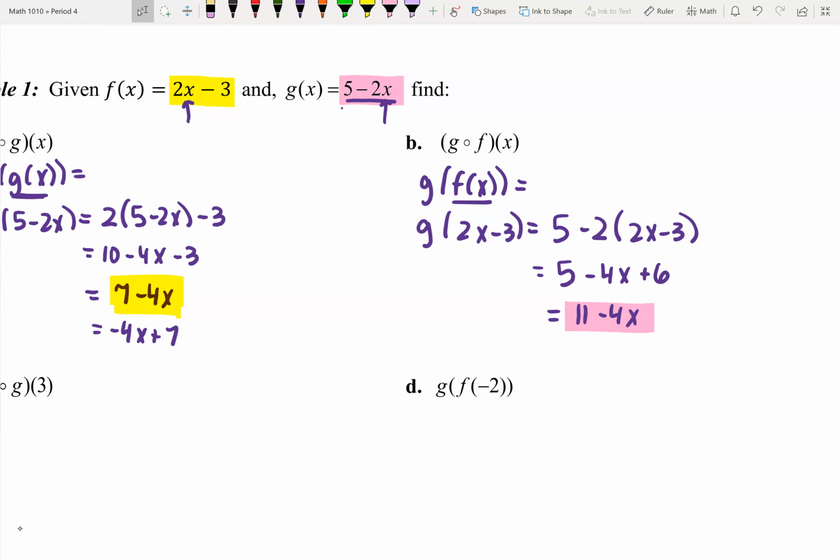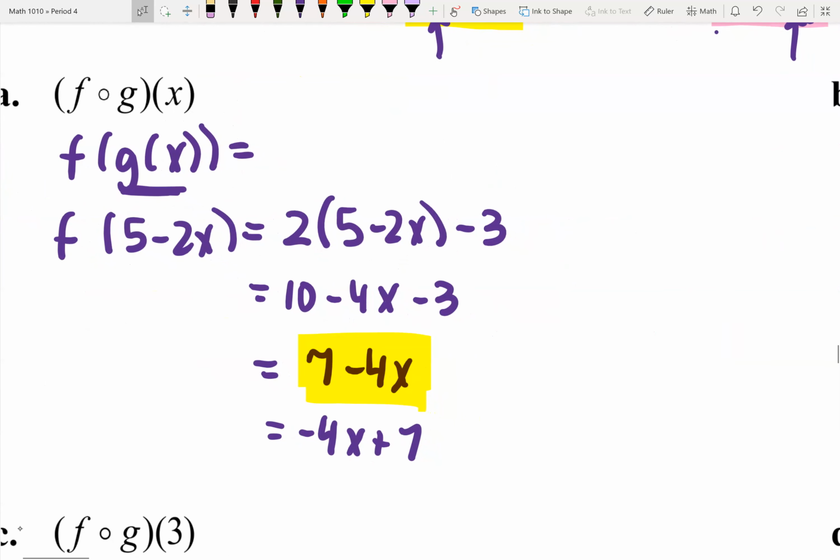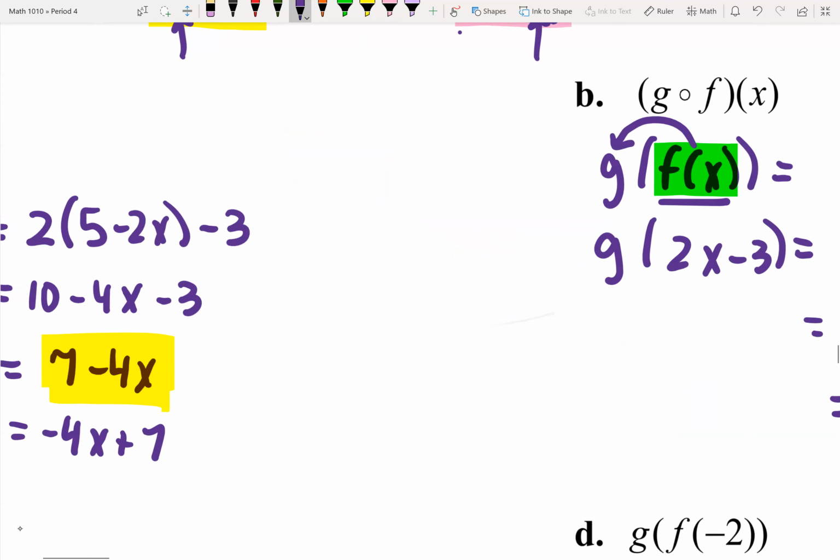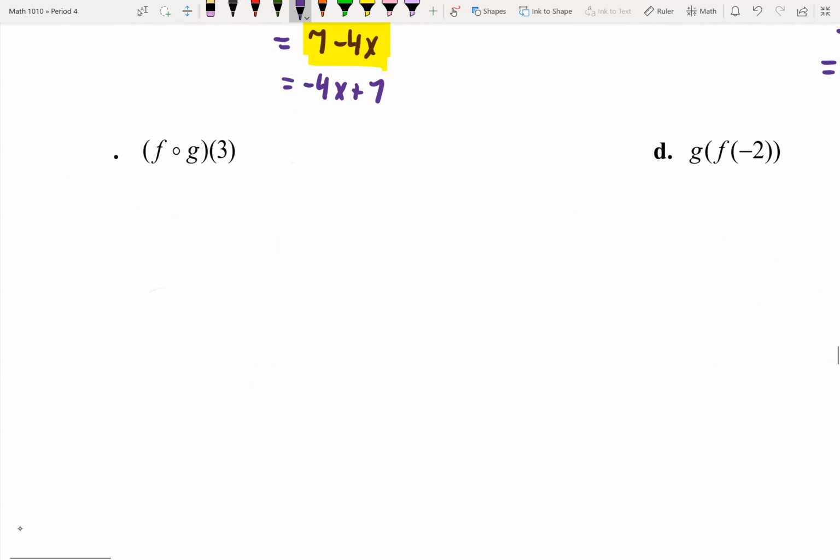Let me say something. I want to see if you guys can understand this. Listen, okay? On question A, I take g of x and I plug it in for x into f of x. On question B, I take f of x and I plug it in for x into g of x. Who says I understand that? Okay, great. If you don't, it's okay. Just follow the steps, okay?